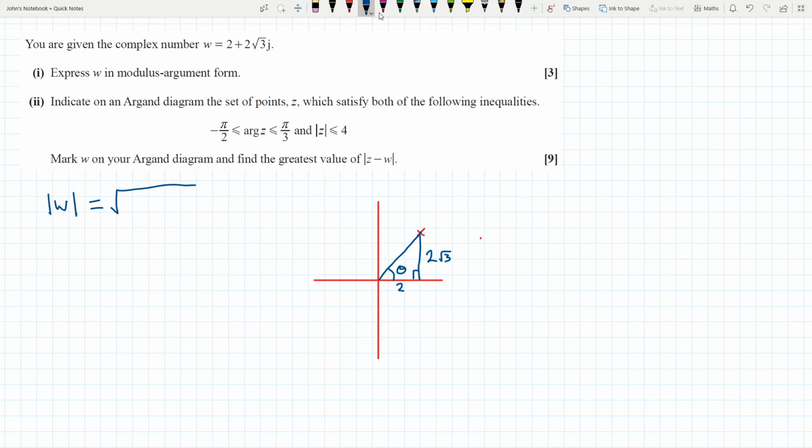So this is going to be the square root of 2 squared plus, in brackets, 2 root 3 squared, which is equal to the square root of 4 plus 4 times 3. So we've got root 16. And so we can see the modulus of this complex number is 4.